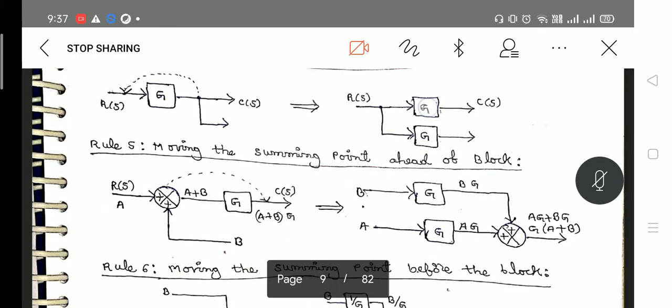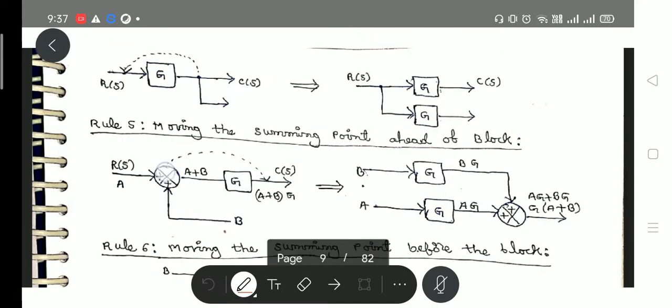And moving the summing point after the block. This summing point is moved after this G block. What happens? We will get G in the feedback link here. This will be reverse. For the branch point after the block it is 1 by G; for the summing point after the block, in the feedback we will get G. Both are reverse.